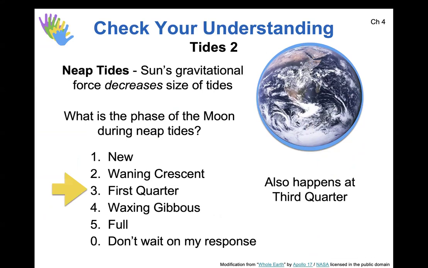And then the other phase that causes neap tides is the third quarter. So there's always two phases that cause these types of tides, whether spring or neap, and they're always a half cycle apart, right? So new to full or first quarter to third quarter.